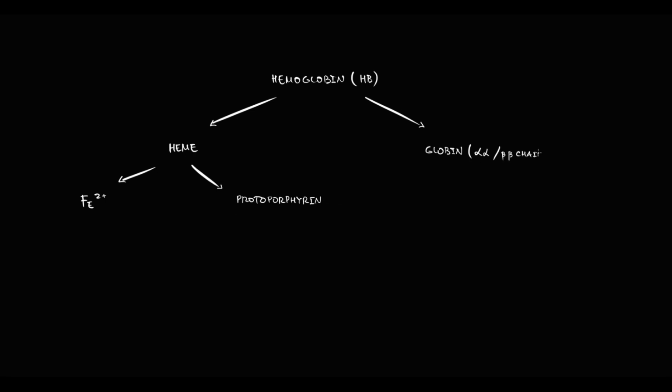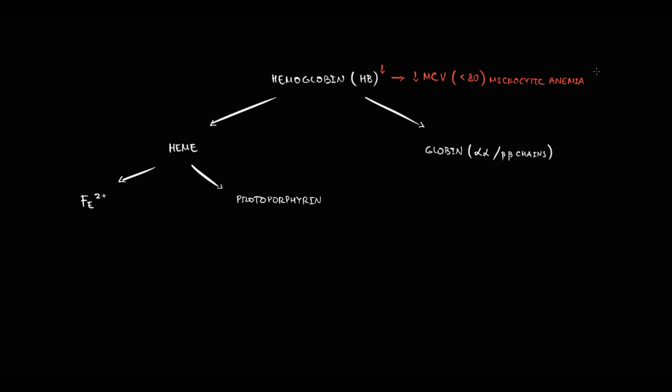Hemoglobin is composed of two major substrates: heme and globin. In turn, heme is composed of iron and protoporphyrin. Any factor that disrupts the production of hemoglobin leads to microcytic anemia. And we know that microcytic anemia has two major diagnostic features: a decrease in hemoglobin with a simultaneous decrease in MCV.